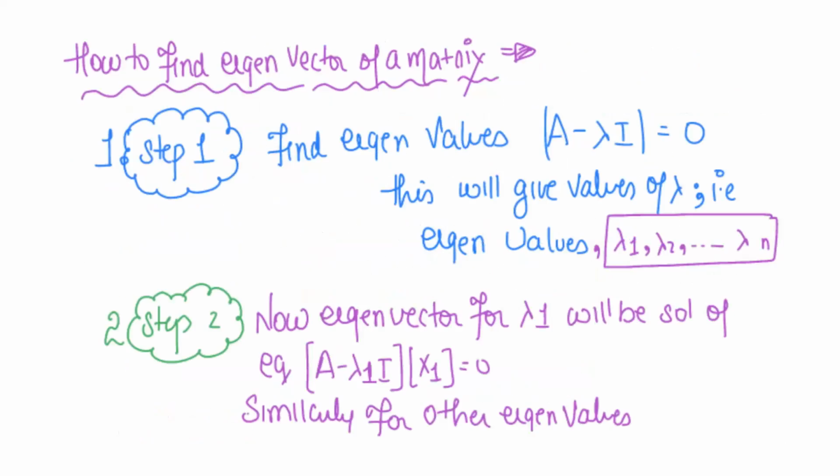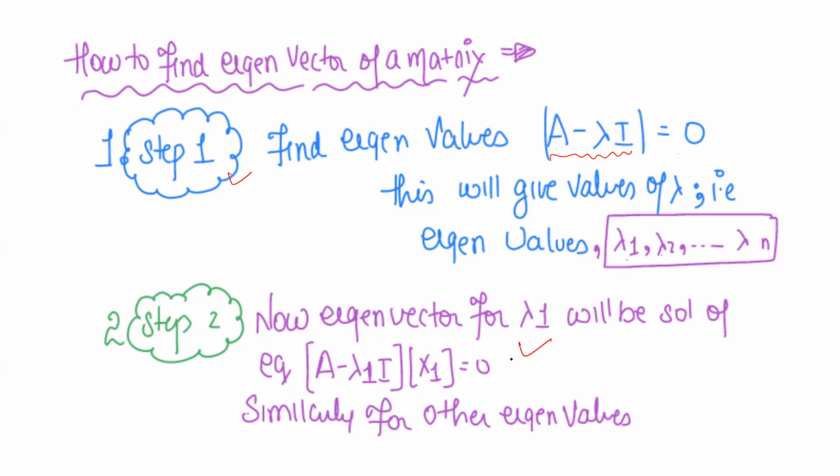A minus lambda I. So how can we find the eigenvector? Step 1, find the eigenvalue. |A minus lambda I| is equal to 0. Put the value of A and lambda. So the values of lambda will come out from here: lambda 1, lambda 2, lambda 3. Step 2, now the eigenvector for lambda 1 can be formed like that.